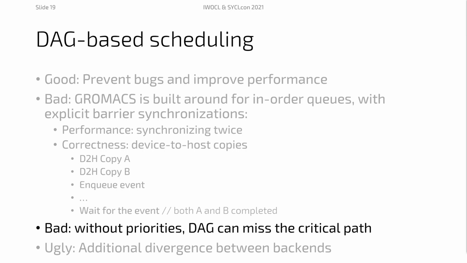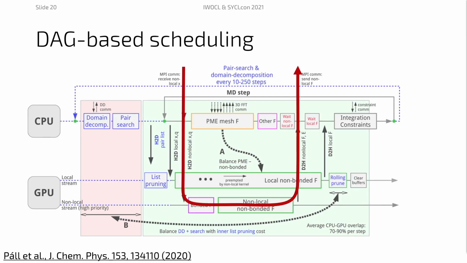Another downside of DAG is that we often do want to have a specific order of execution, even if no direct dependency exists between tasks. For example, in our schedule here, the critical path is the non-local force calculation, shown by the red arrow. We need to compute the non-local forces and send them to our MPI peers as quickly as possible to avoid stalls. To do that, we rely on a specific order of submission of the kernels into the queues. In SYCL, we can add an explicit dependency between two tasks, but that requires extra handling within already complicated scheduling logic.